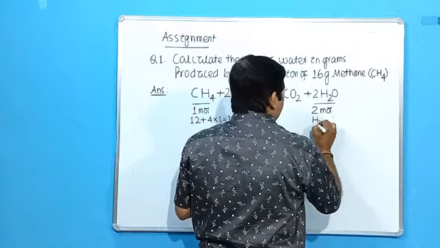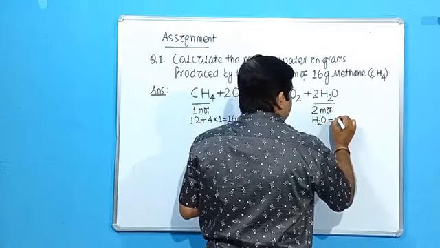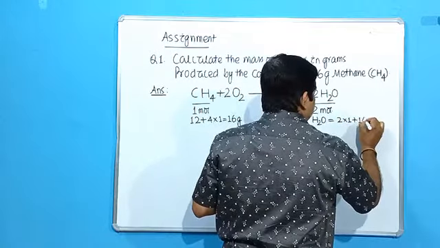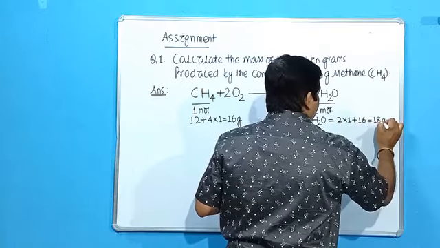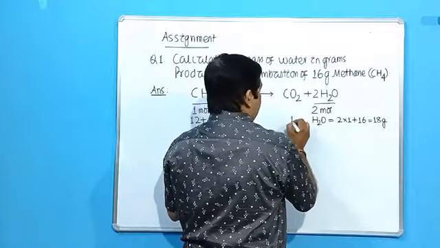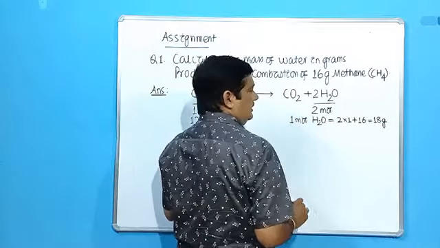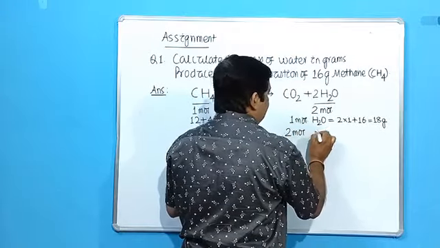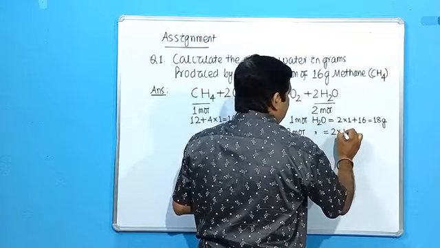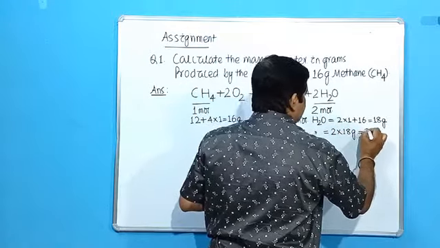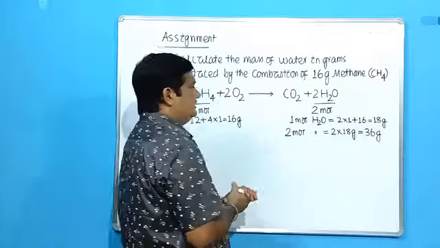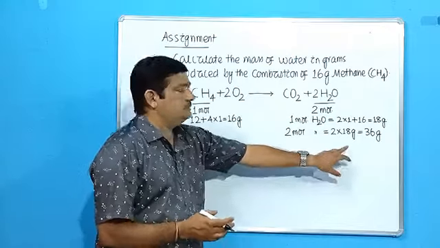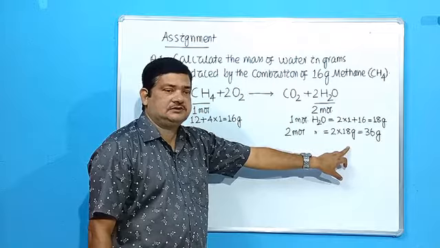Let us see the mass of 2 mole water. Water molar mass is 2 into 1 plus 16, that means 18. So 1 mole of water weighs 18 gram. How much water will be produced? 2 mole water will weigh 2 into 18 gram, that is 36 gram. So this is the answer: 16 gram of methane will produce 36 gram of water. So this is question 1.